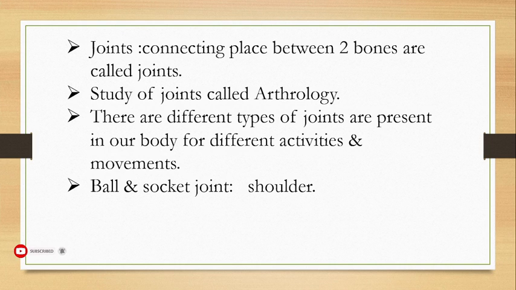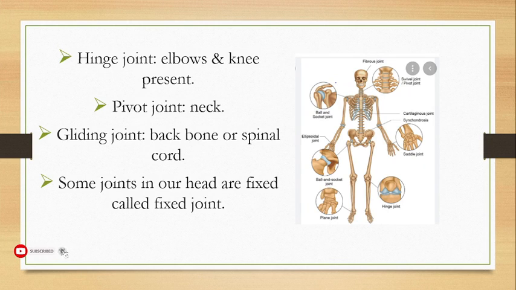There are different types of joints we can study. One is the ball and socket joint. This ball and socket joint is present in the shoulder region. See here, this is the ball and socket joint. Example is the shoulder.